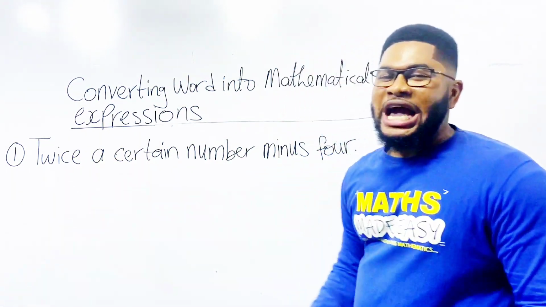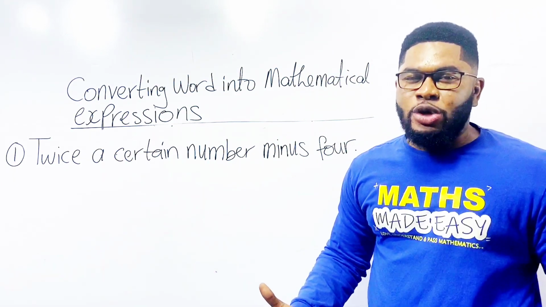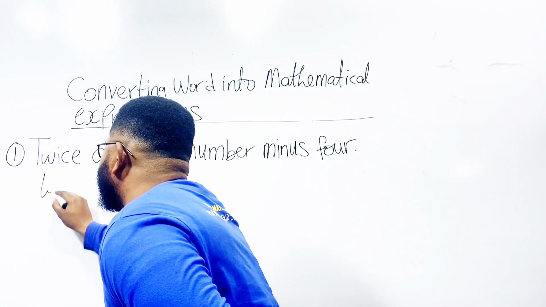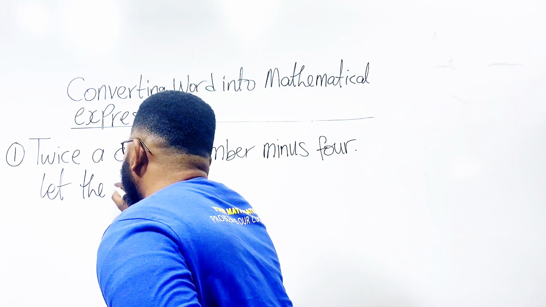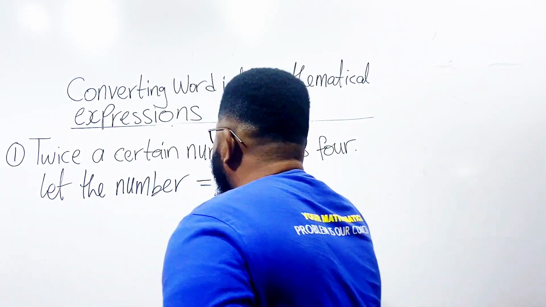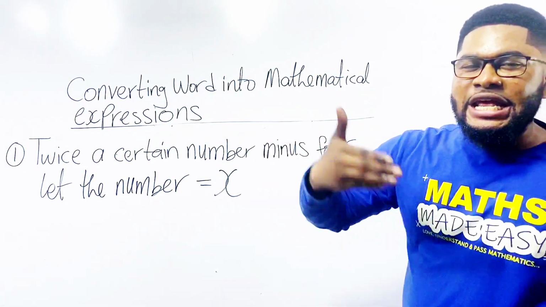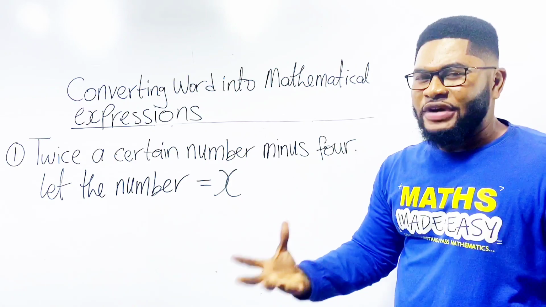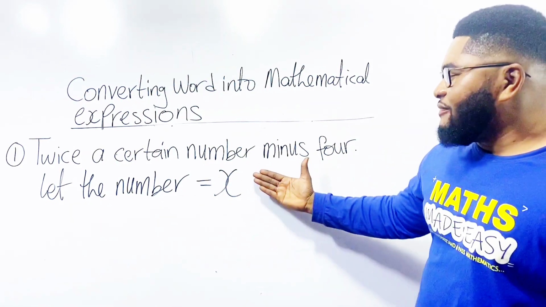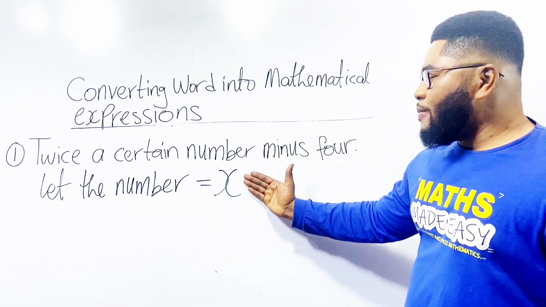Twice means 2 times. A certain number, we don't know the number. So as usual, let us represent that number with a variable. So let the number be equal to x. So x represents the number. Don't forget, in mathematics, any number you don't have the value or you don't know the value becomes a variable. So you can represent the variable with an alphabet or any symbol. Good. So my number is x.